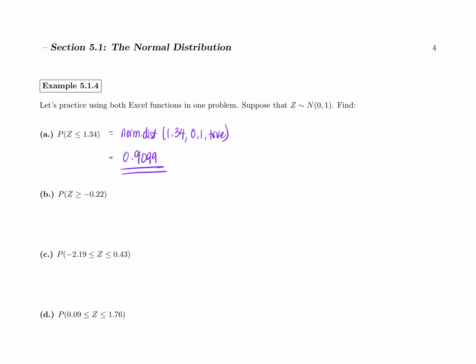Where is it greater than negative 0.22? Well, that one we have to rewrite as 1 minus the probability that z is less than or equal to negative 0.22, right? Which is 1 minus norm.dist of negative 0.22, 0, 1, true, or 0.5871.